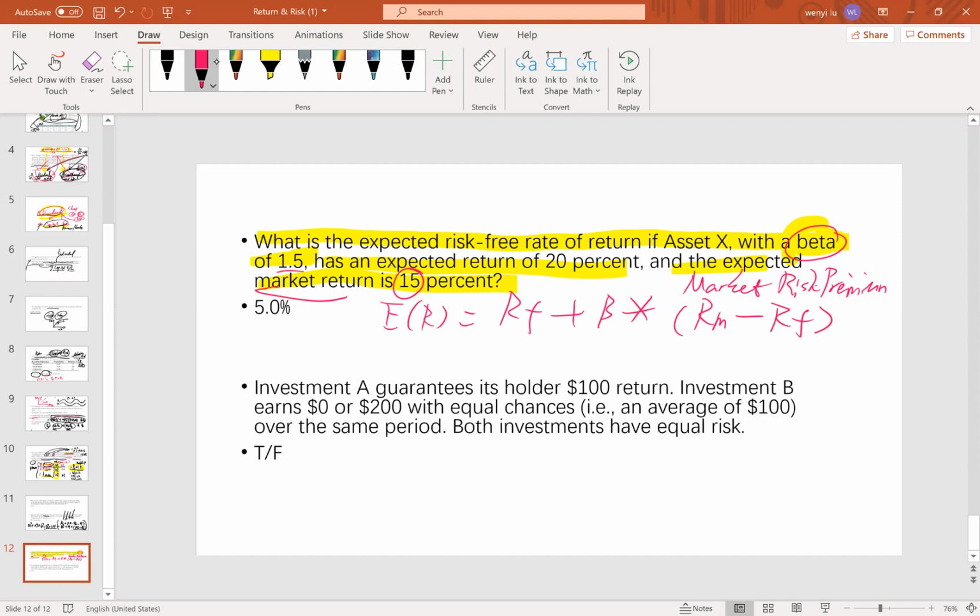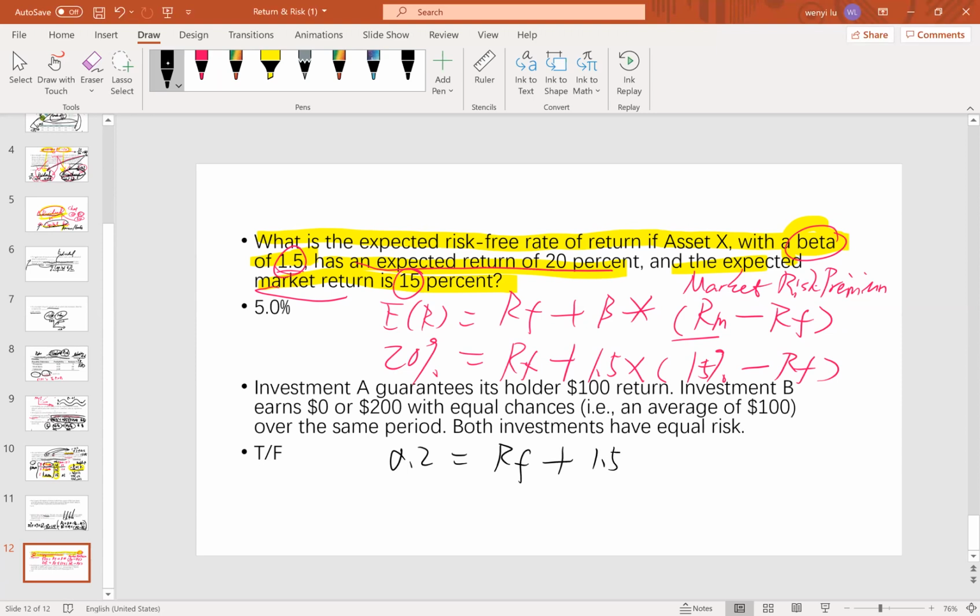Let's apply these numbers to the equation. Our risk-free rate is not given; it's something you need to solve, so let's leave it as RF. RF plus beta, which is 1.5, times RM, the market return of 15%, minus the risk-free rate, equals the return for this asset, 20%. So we have 0.2 equal to RF plus 1.5 times 0.15 minus 1.5 times RF. When you drop this bracket, you must multiply the common factor by both terms inside the bracket, so we need to multiply 1.5 by the risk-free rate.